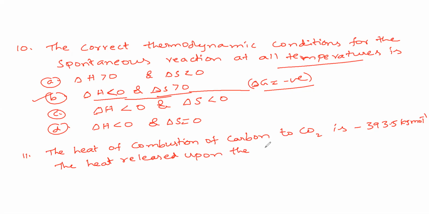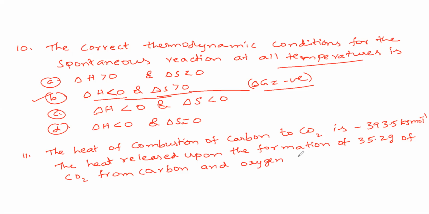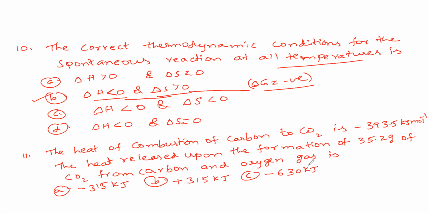The options are: option A, minus 315 kilojoules; option B, plus 315 kilojoules; option C, minus 630 kilojoules; and option D, minus 3.15 kilojoules. So it is a straight question.